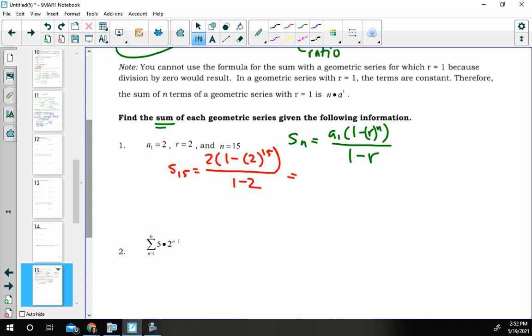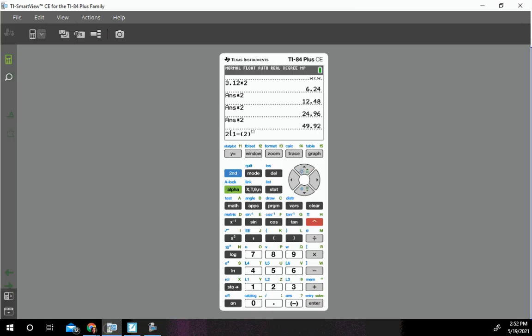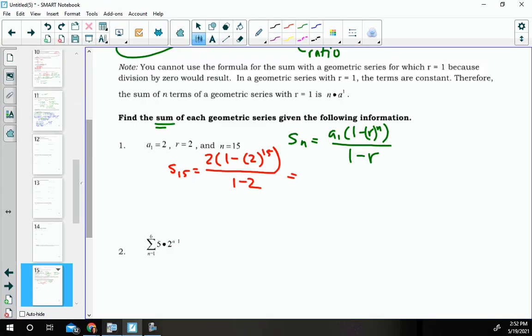So when I type in my top, I do 2 times 1 minus 2 to the 15. So negative 65534, divided by 1 minus 2 is negative 1. If you need to type it in your calculator, you can. Okay, and then if I divide those, I can do it in my calculator if you are bad at it. But that's what that is.